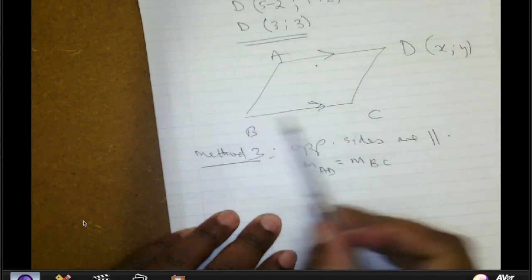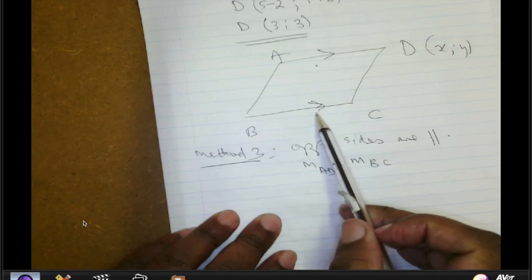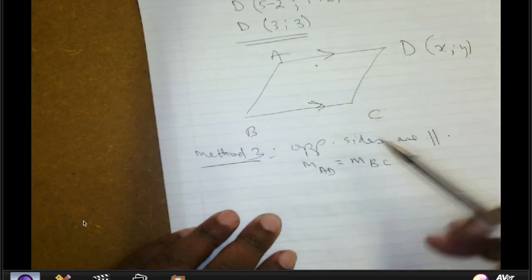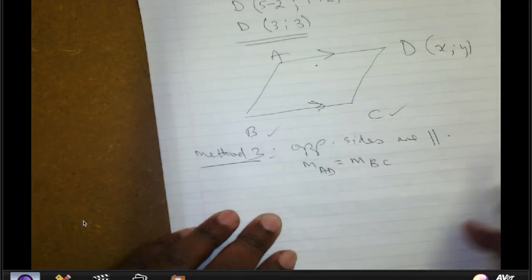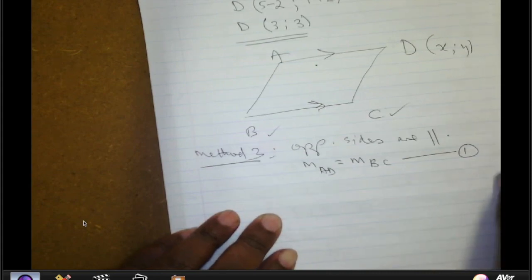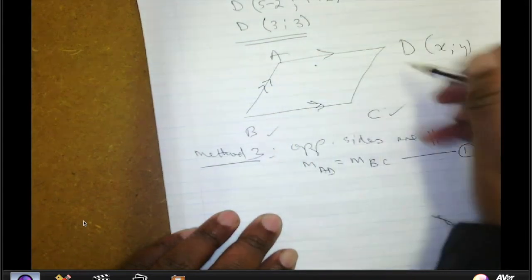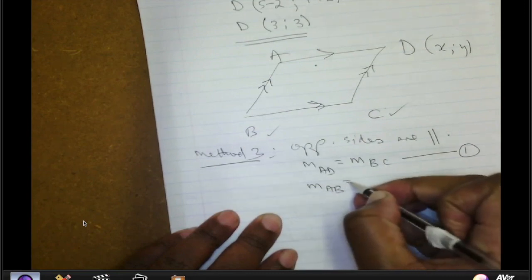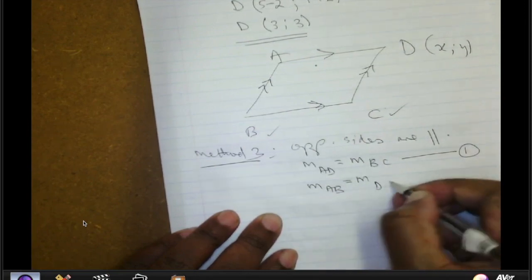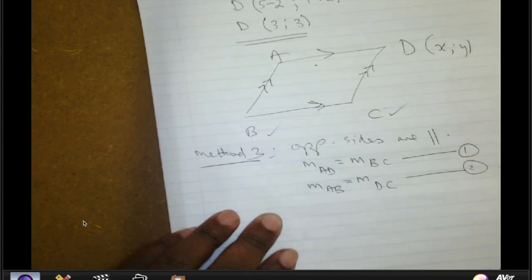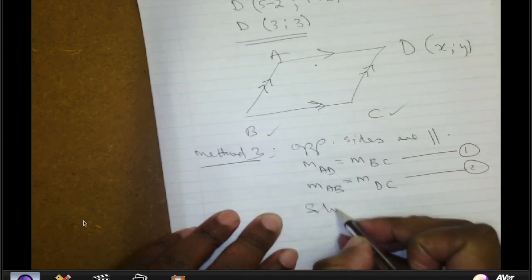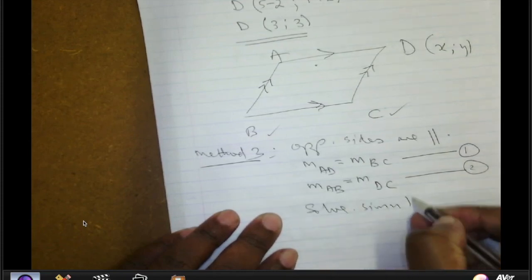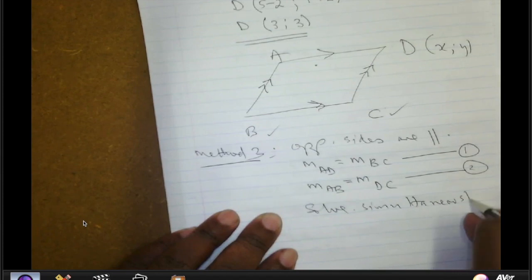And then here you can work out the gradient of BC. You will get this one because we know the coordinates of B and the coordinates of C. So these are given. So this will give you an equation in terms of x and y. But the other pair of opposite sides is also parallel. So line AB is parallel to line CD. So you need to form another equation for the gradient of AB equal to the gradient of DC. That's another equation in terms of x and y. Then you can solve these two equations simultaneously and you will get the same answer.